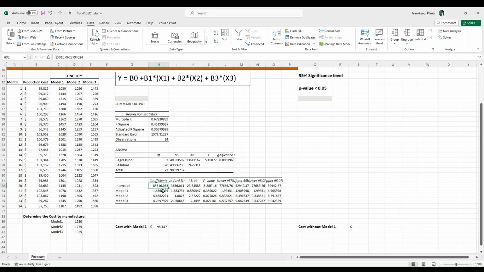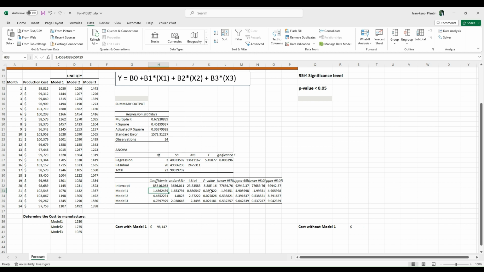We have model 1, which is beta 1. The coefficient is 1.456. And for beta 2, for model 2, it's 4.46. And model 3, you get 4.789. Okay, and the probability associated with each model, your p-value.